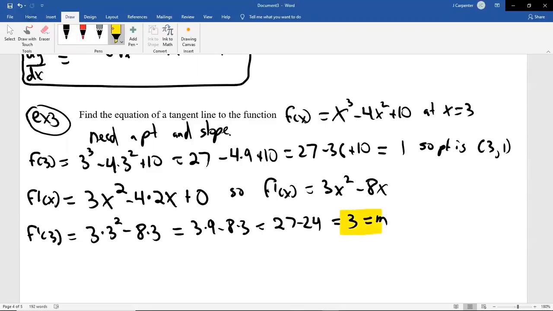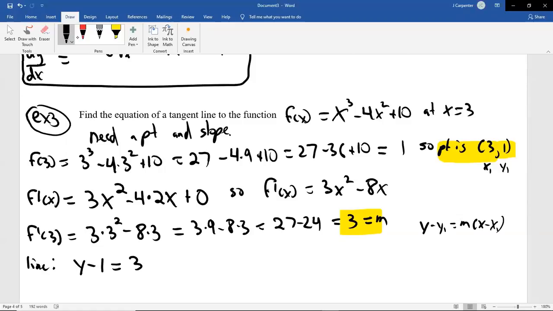Now that we have our slope and our point, we just plug those into, for the 30th time, y minus y1 equals m times x minus x1, and solve it for y. So our line becomes y minus 1, that's the y1, equals the m, which is 3, as we just found, times x minus 3, and the x value was 3.